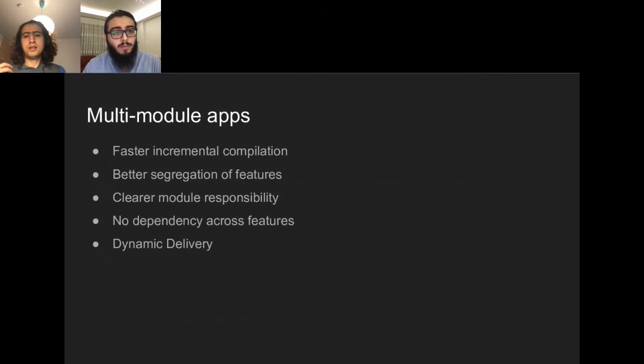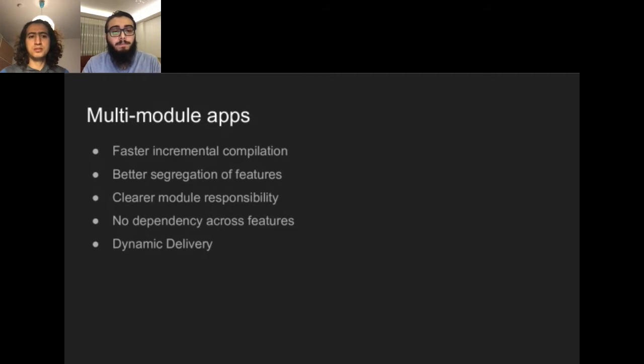So let's go through what multi-module apps mean for us. First of all, multi-module provides faster incremental compilation. After almost 2 years, the compilation time for us was still around 20-30 seconds, although we were using big things like Dagger and data binding. Even using those, we were able to keep fast compilation times. Working with a big team, a better segregation of features is really good.